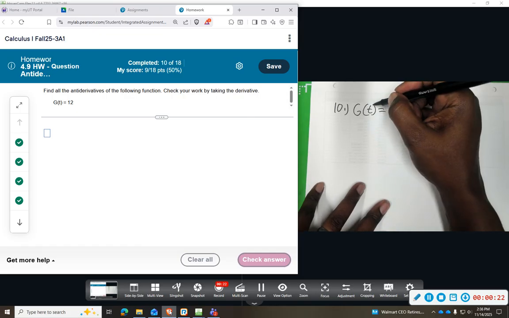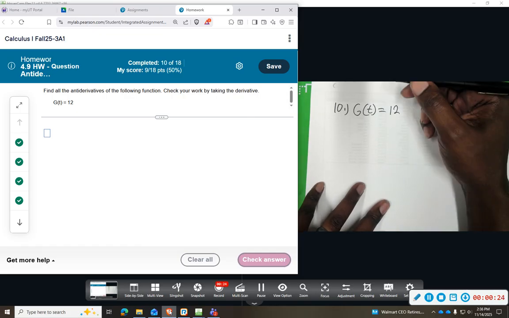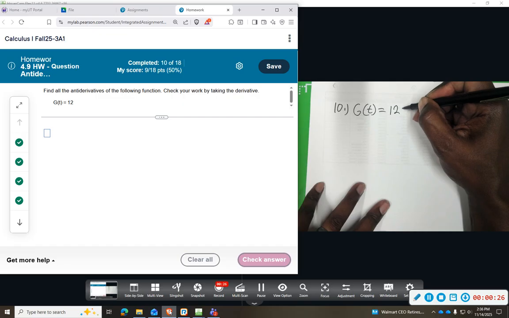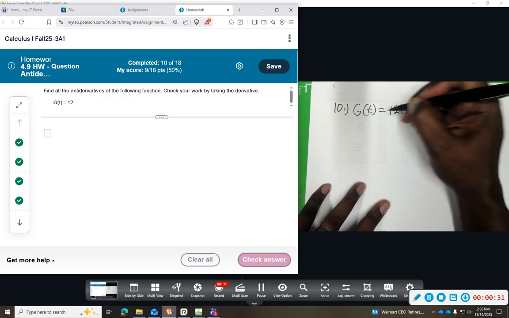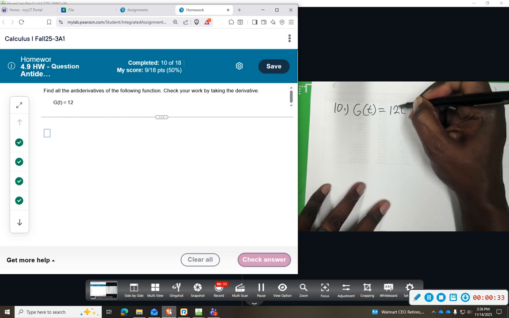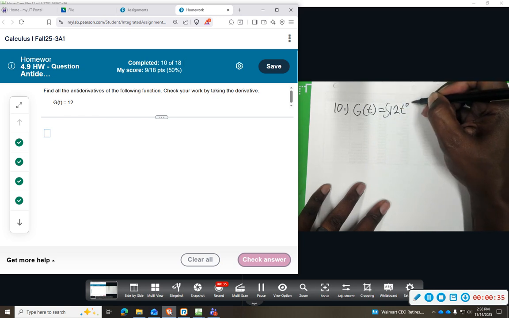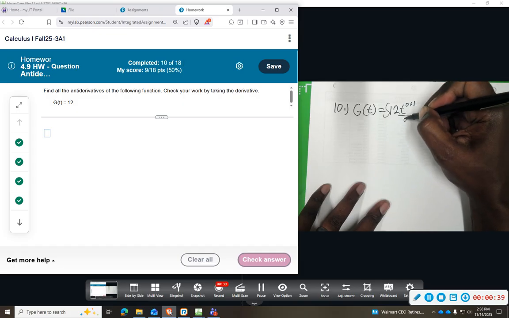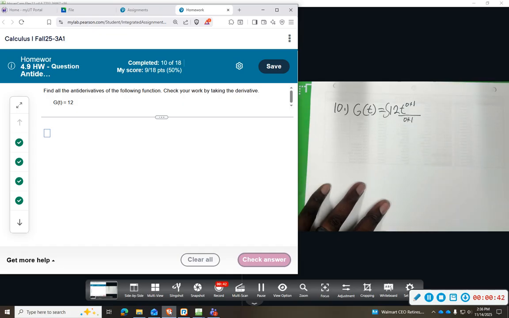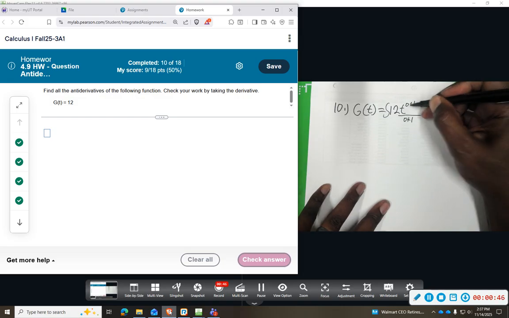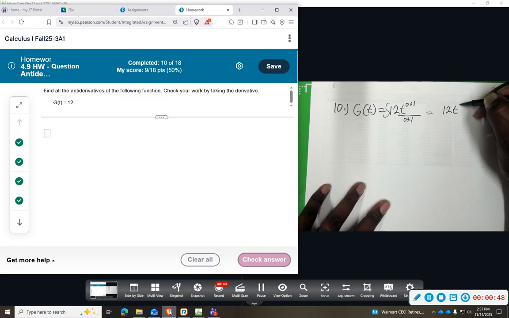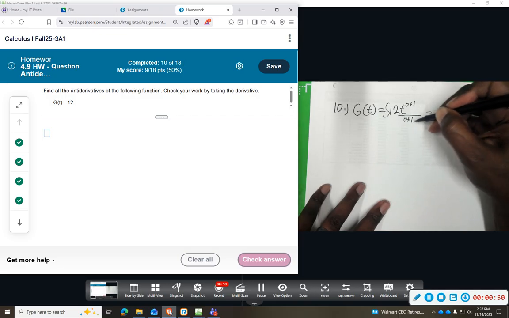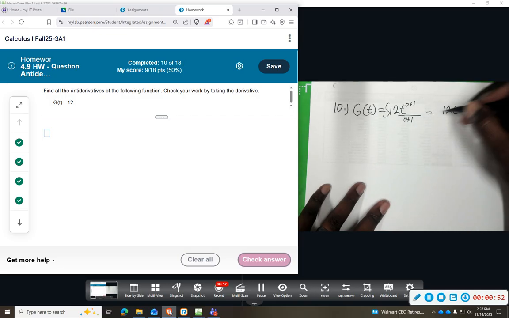However, since they're doing g of t, we'll say that this was 12 t to the 0 power, which is the same as 12 times 1. And then whenever you go through the integral process, taking the antiderivative, we add 1, and then we divide by that power. So this will be equal to 12, and then 0 plus 1 will just give me 12t to the first power. And then 0 plus 1, dividing by 1, will just give you the same thing.